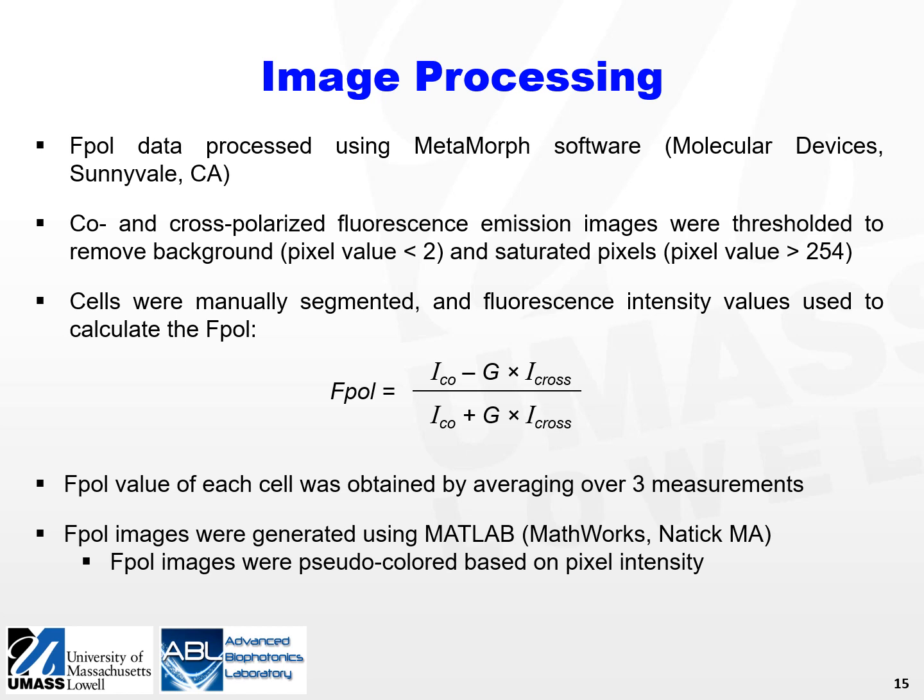Once we captured images of cells using the multimodal imaging system, the images were processed as follows. Fluorescence polarization data was processed using Metamorph software. The copolarized and cross-polarized fluorescence emission images were thresholded to remove background and saturated pixels. The cells were manually segmented, and the fluorescence intensity values of each region of interest were used to calculate the fluorescence polarization value, using the formula shown here, which includes the G factor.